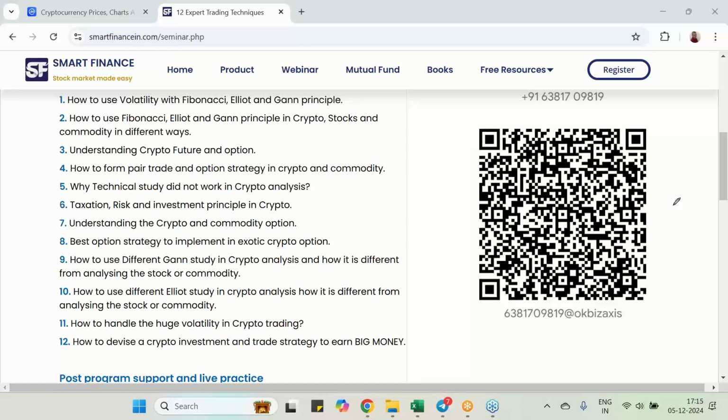12th point, how you can devise a crypto investment and trade strategy to earn big money. When I talk about big money, it is too huge money. You can earn that, but that will come with an intrinsic risk, huge risk also. How you can devise a strategy so that your risk will be minimized, and at the same time you can earn big money. So all these things we are going to discuss in this 6 days program.